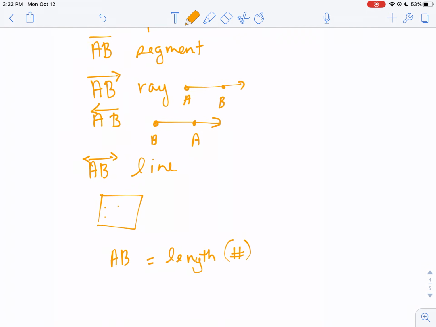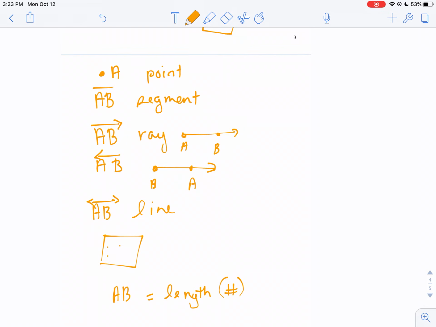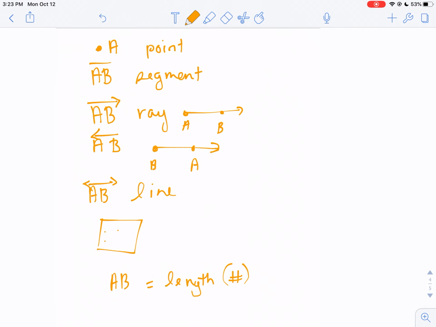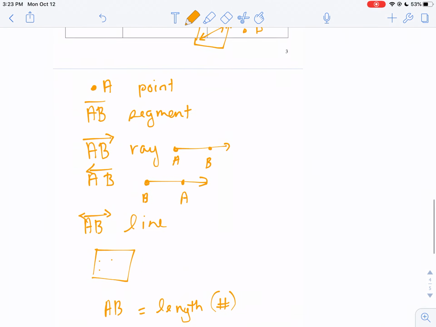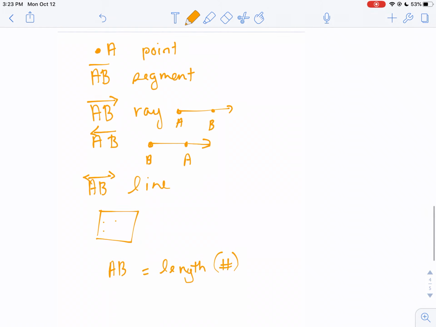Okay, so just so that you know all the different notation, this is why it's so important for you to learn this, because if you don't learn this well, then you are going to have trouble. So learn this well, and this should get you a good foundation for doing your geometry.